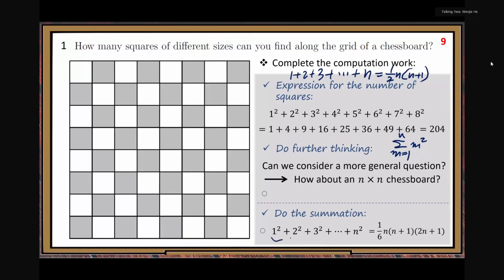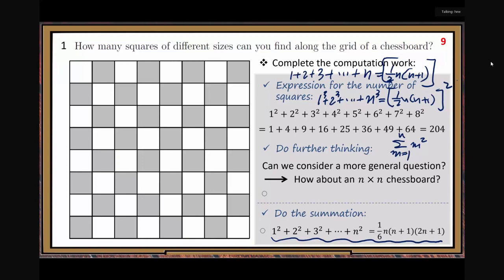Next one, the cube. I don't know if you talked about the cube formula. Here, I do not give it to you, but if I give you the cube formula, it is very easy to memorize. Let me write it: 1 cube plus 2 cube dot dot dot plus n cube. The formula is so easy. We take the square of 1/2 n times n plus 1. That's the cube formula.